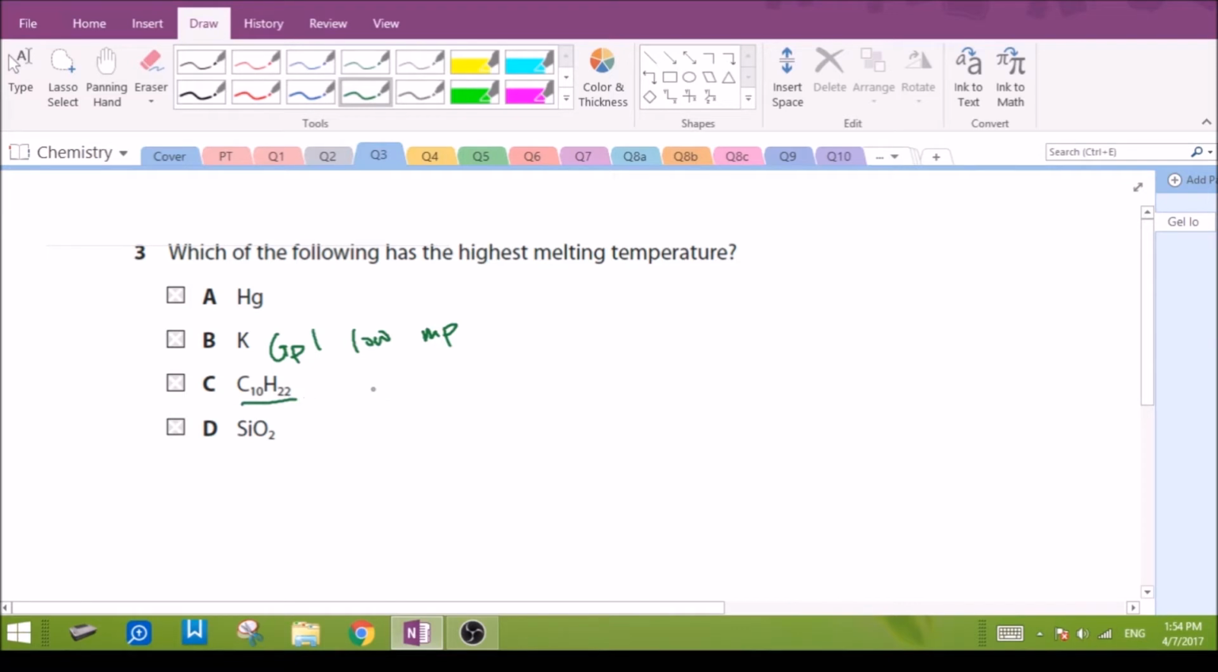This is decane, a hydrocarbon. So decanes are simple covalent compounds, so we don't expect it to have a high melting point either. And then we should recognize silicon dioxide to be a giant molecular structure, where there are strong covalent bonds throughout its structure, so it would require a lot of energy to break the covalent bonds, so it will have the highest melting point.